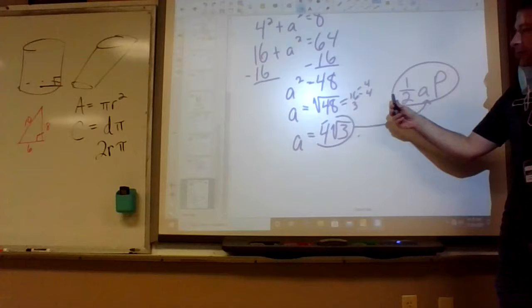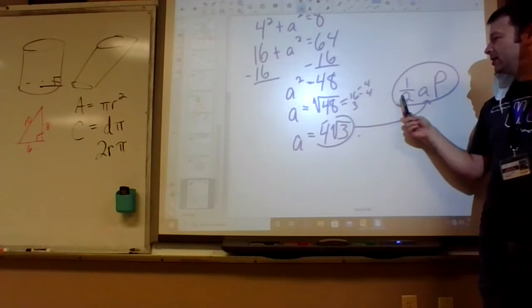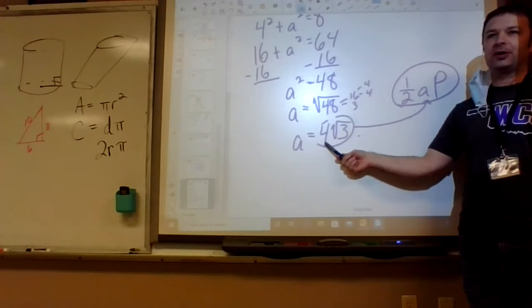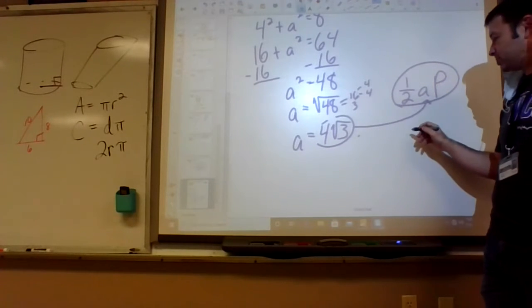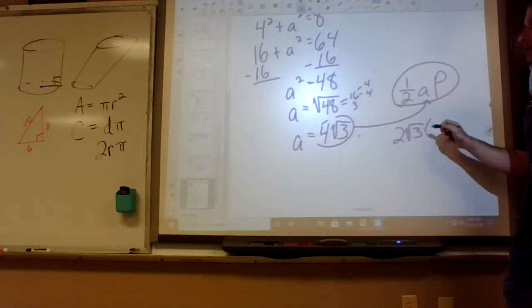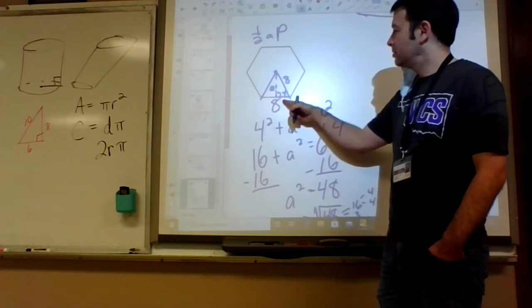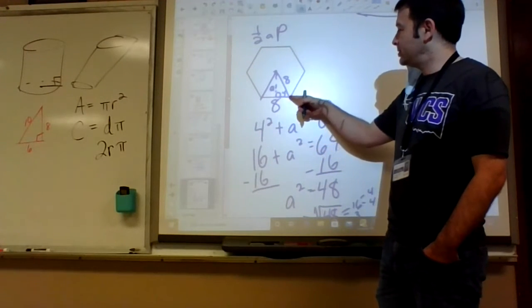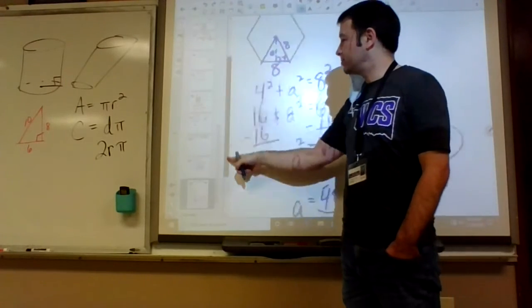By the way, what is 1/2 times 4 square root of 3? Well, what's 1/2 times 4? 2. Times square root of 3 is 2 square root of 3. So 2 square root of 3 times the perimeter. What was the perimeter? Do you guys remember? We found it earlier. 8 times 6 is 48 was the perimeter.